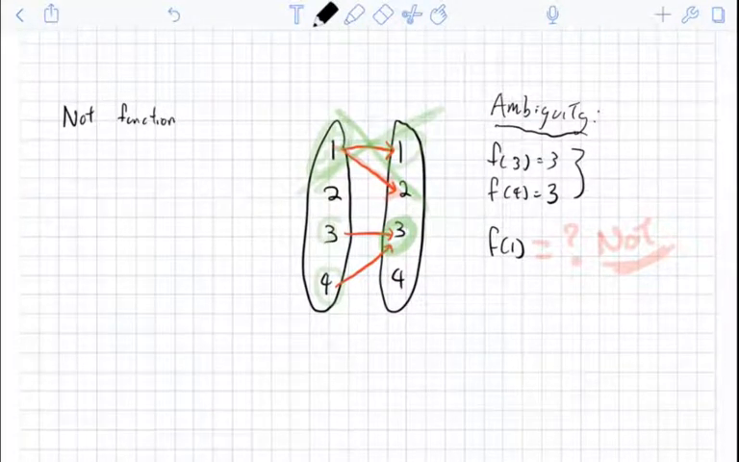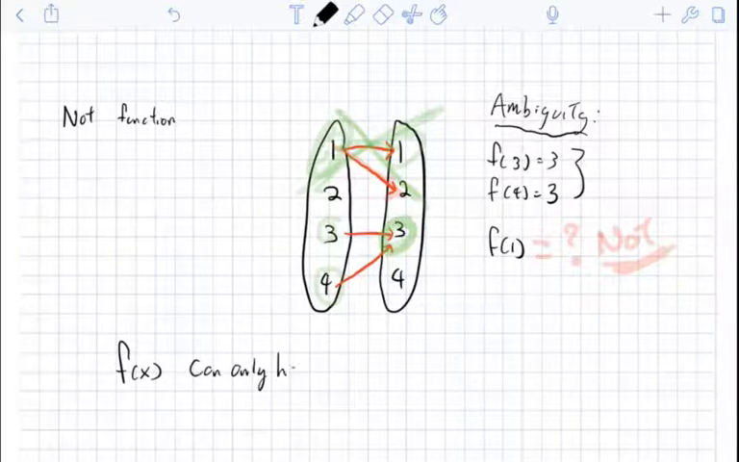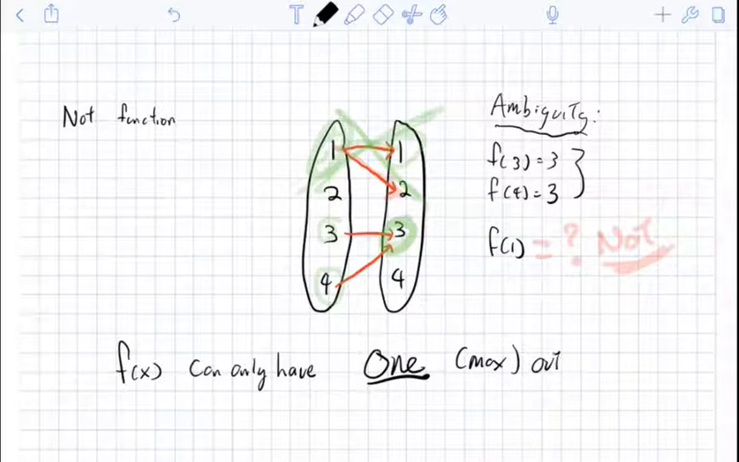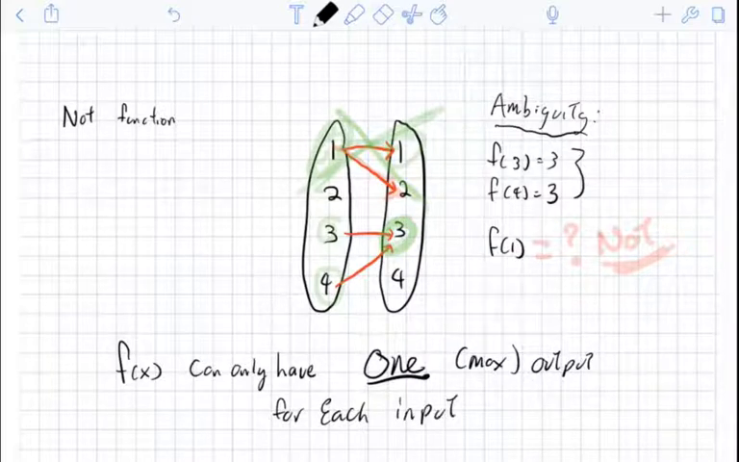So that's a basic attribute of functions. F of x can only have one output for each input. This is the cardinal rule of functions. We're going to see this in a variety of ways over the course of this lesson.